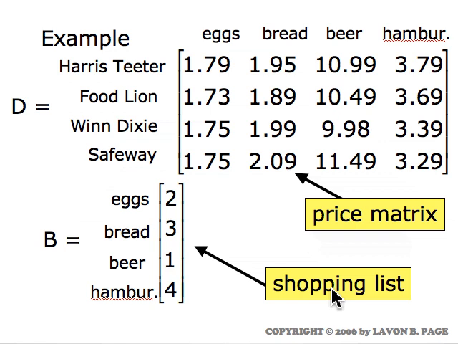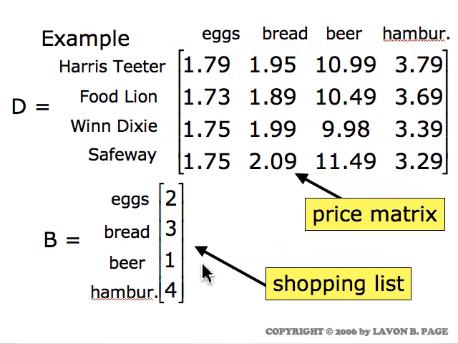This is an example of matrix multiplication. We have two matrices D and B. The matrix D is a price matrix. It gives the price of a number of different items at 4 different grocery stores. The items are a dozen eggs, a loaf of bread, a case of beer, and a pound of hamburger. For example, the price of a dozen eggs at Food Lion is $1.73. The price of a case of beer at Winn-Dixie is $9.98, and so forth.